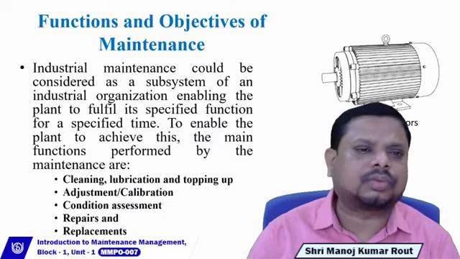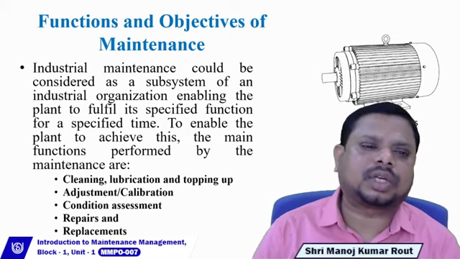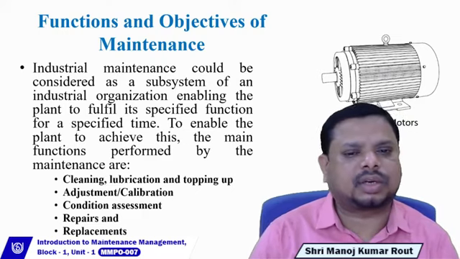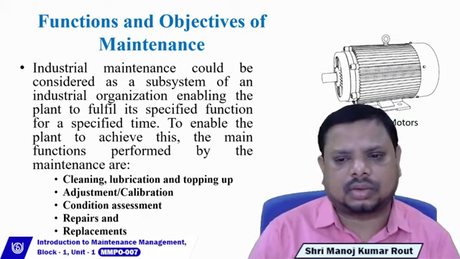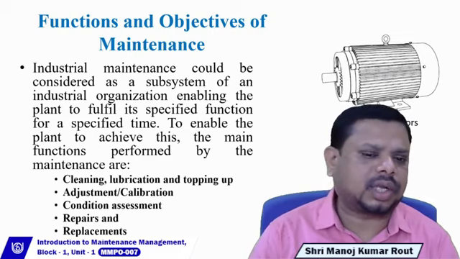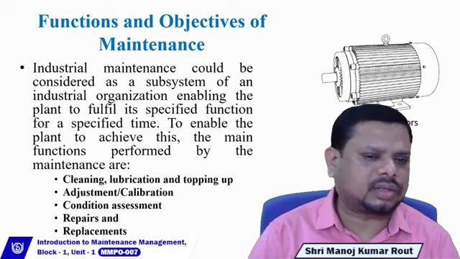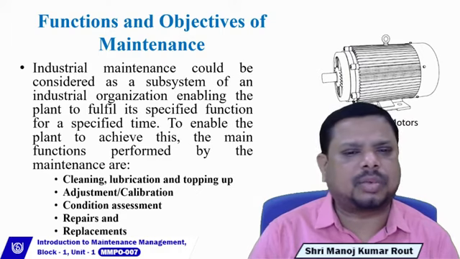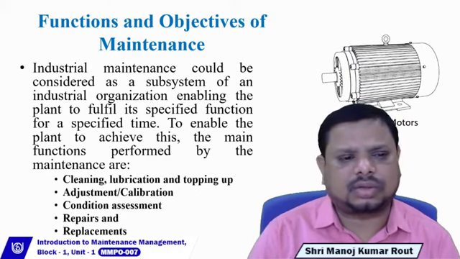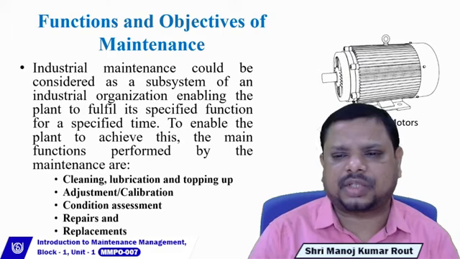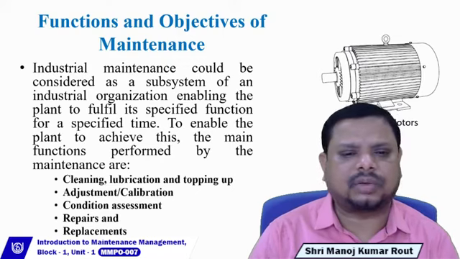Next we have to focus upon the function and objective of maintenance. As you know, industrial maintenance could be considered as a subsystem of the industrial organization. As I told in the previous slide, take the example of metal industries, which are focused upon metal producing organizations. They have a number of divisions, systems and subsystems, which provide specific functions for specific times. In that case, they can avoid any kind of breakdowns and errors, and a higher side of quality can be achieved.